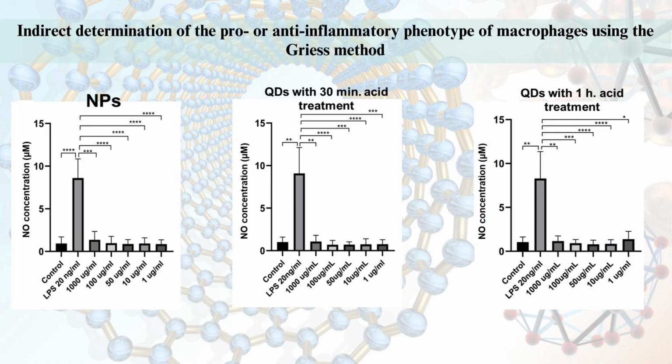Based on the results of the quantification of nitric oxide released by RAW 264.7 macrophages after 36 hours of exposure to different concentrations of the nanomaterials, a statistical analysis was performed using the nonparametric Kruskal-Wallis test. This revealed statistically significant differences between the negative control and the lipopolysaccharide-treated group, as well as between the lipopolysaccharide group and all the evaluated concentrations of nanoparticles and quantum dots. However, no significant differences were detected between the different concentrations of the nanomaterials compared to the negative control, suggesting that none of the treatments evaluated induced a pro-inflammatory response.